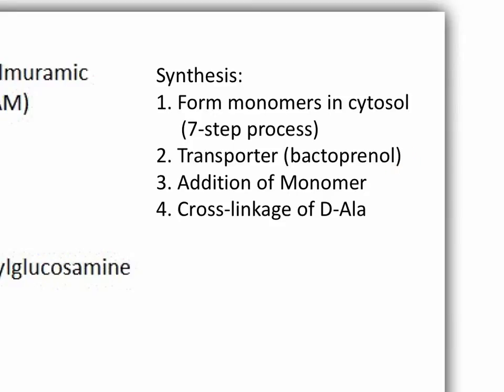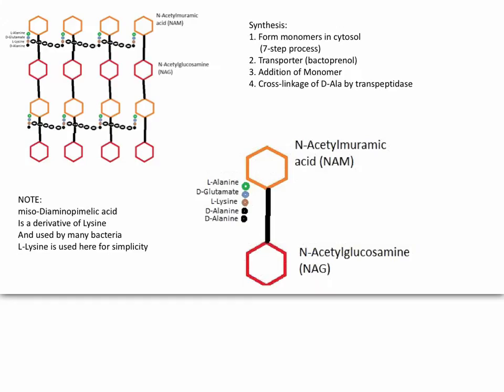And then you transport it out of the membrane, and then you add the monomers to the growing polymer, and then finally you form the cross linkage using the diala. And again, I'll show you what I mean by that. So right here I have the monomer. This is what's made inside of the bacteria cytoplasm and shipped out.